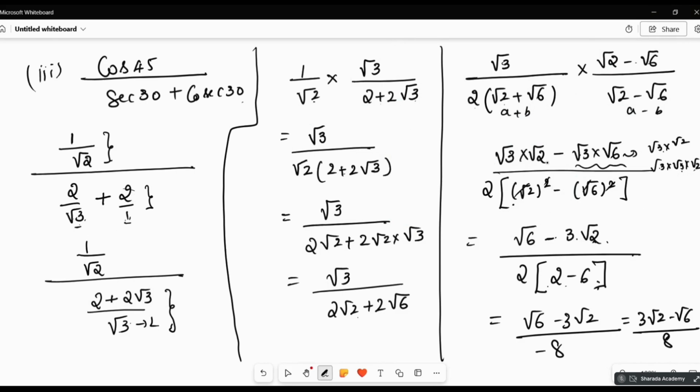Okay, so root 3 into root 2 is root 6 minus 3 root 2 divided by 2 into 2 minus 6. That is minus 4 you will get here. Okay. So in the denominator, 2 into 4 is 8. So minus 8. In the numerator, it is root 6 minus 3 root 2. Now this minus I have taken to the numerator like this. Okay. So minus of this. So what I will get? Minus into minus plus 3 root 2 minus root 6 by 8.